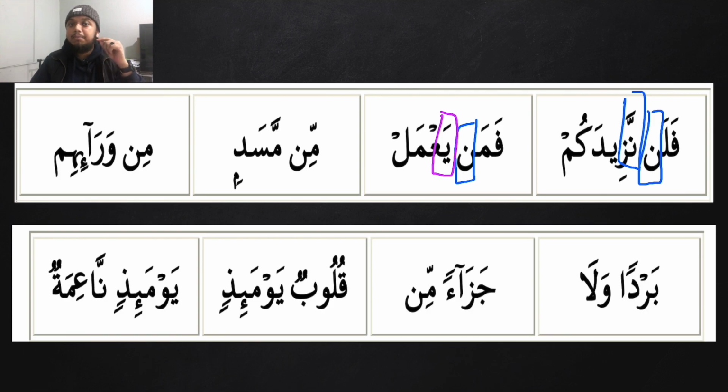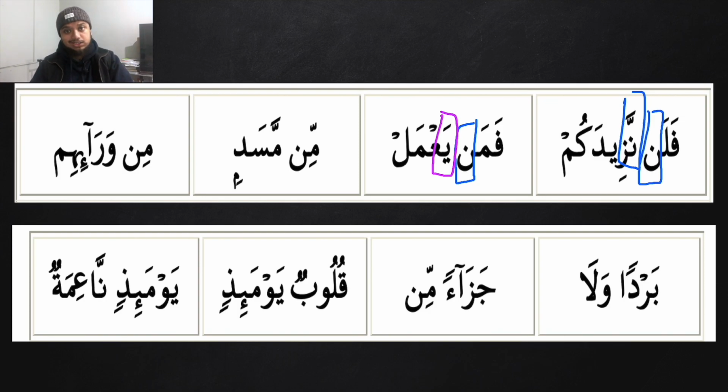So listen carefully. فَمَن يَعْمَلْ. I'm completely merging the Noon Sakin into the Ya and reading it as one letter, but with Ghunnah for 2 harakat. Just like we did in the previous example in فَلَن نَزِيدَكُمْ. We're not reading as 2 separate noons. Instead, we're reading them as one letter with Ghunnah for 2 harakat. فَلَن نَزِيدَكُمْ. فَمَن يَعْمَلْ.